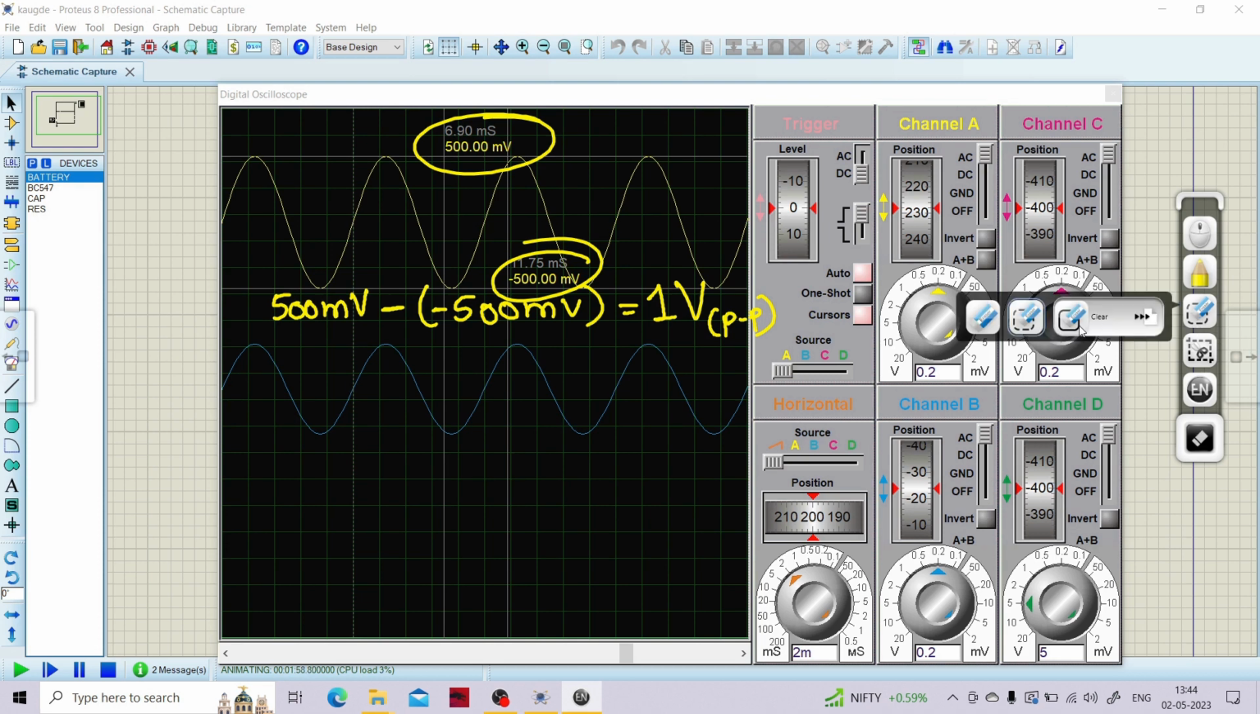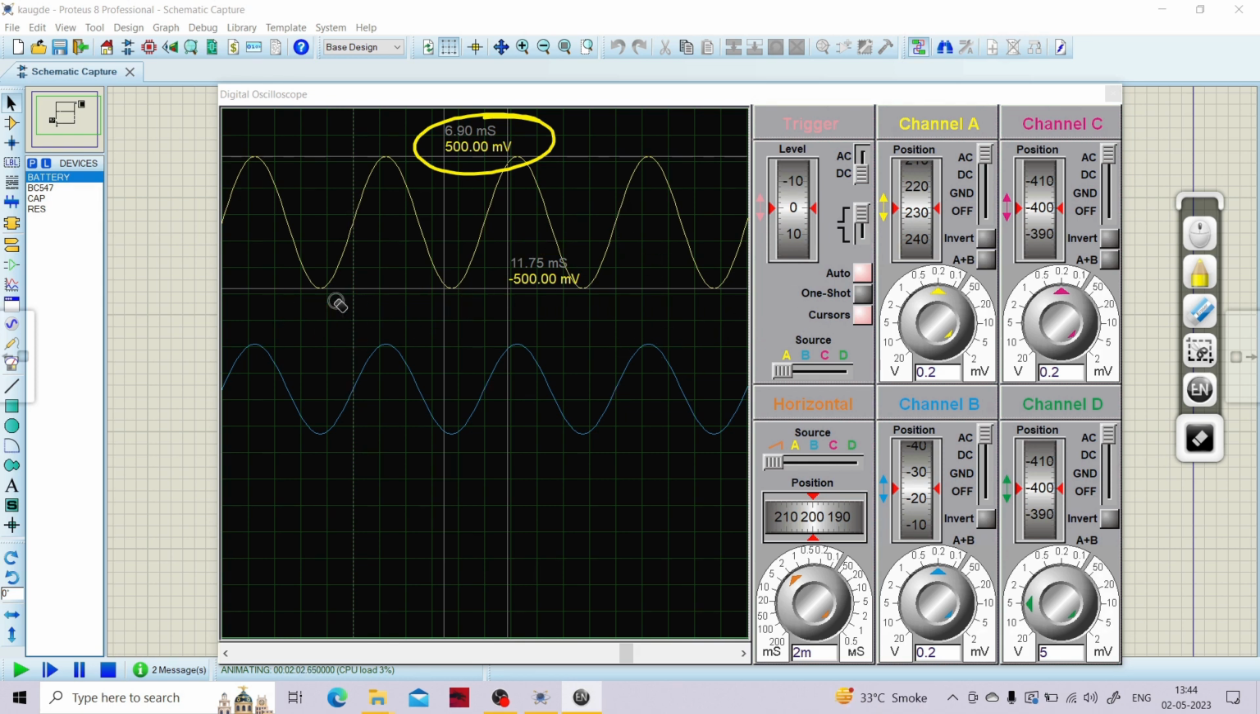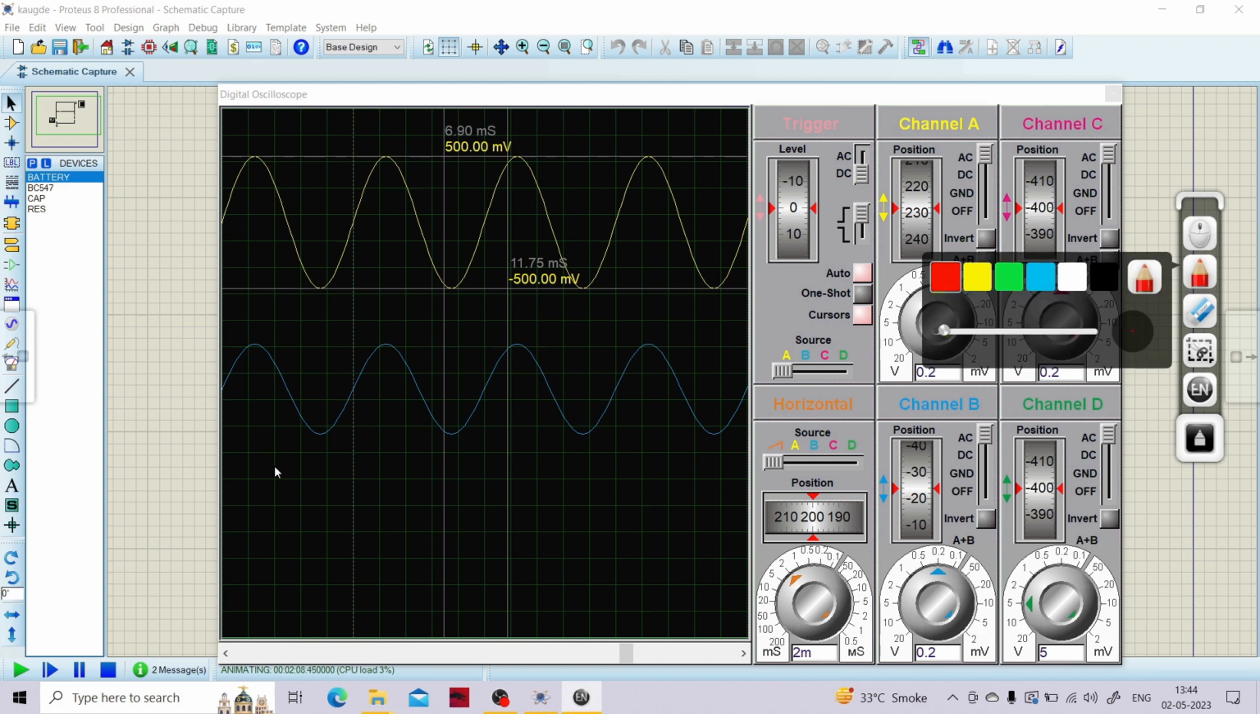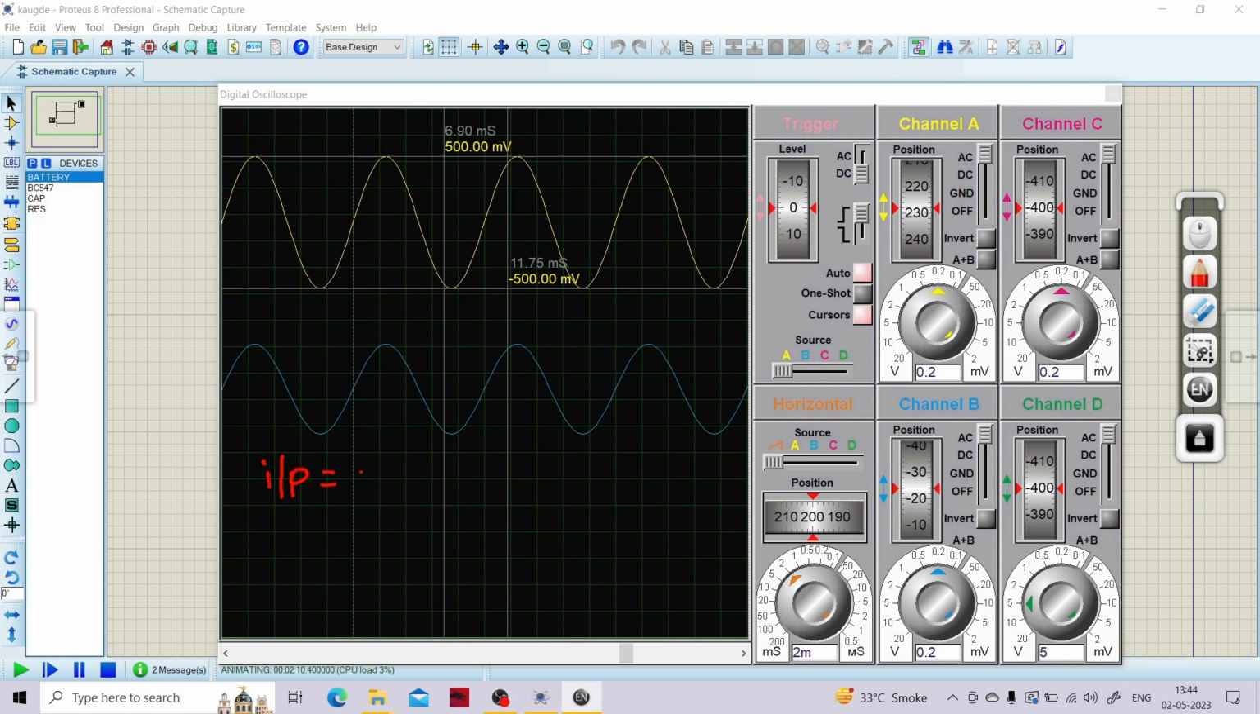Now let's check the output, because for us the output matters a lot. The output should be 68% of the input signal. My input signal is 1000 millivolts peak to peak, or 1 volt peak to peak. So 68% of this signal is 68 by 100 into 1000, which pans out to around 680 millivolts. I hope you are quite good in mathematics.